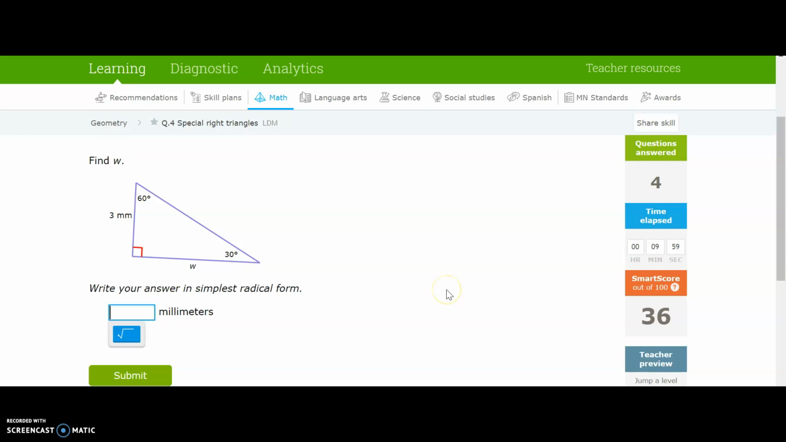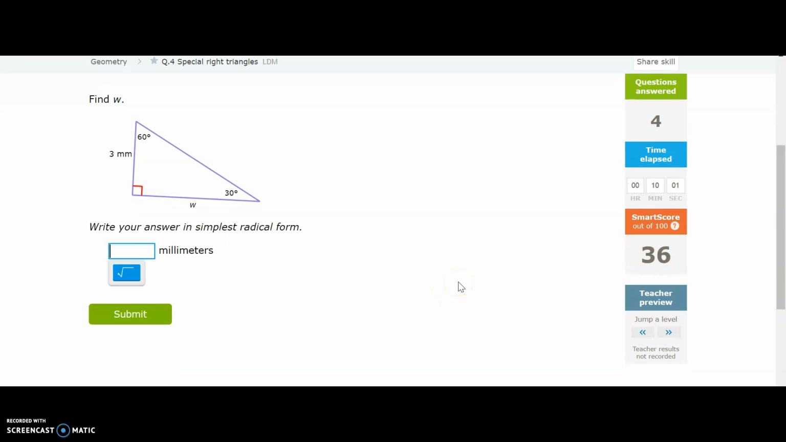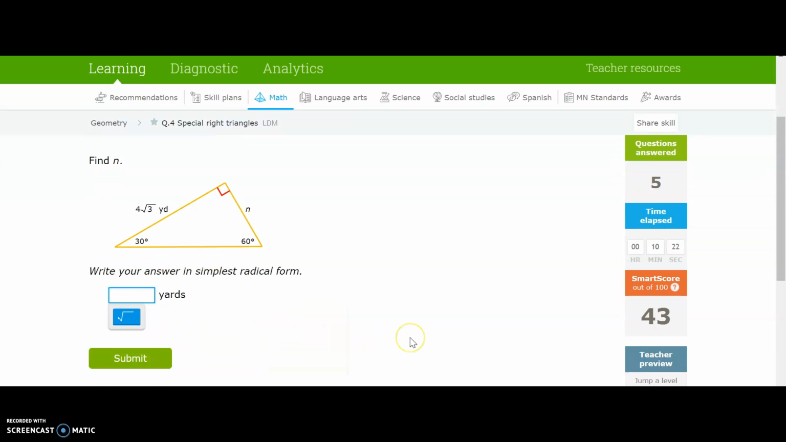So the IXL is a little bit tricky. Some of them anyways. Across from the 30 is 3, so that's the small. So this is the small. I want to know across from the 60, so that is the medium. So remember, they are the same. Small and medium are the same. However, the medium needs a little bit bigger, square root 3. Okay.